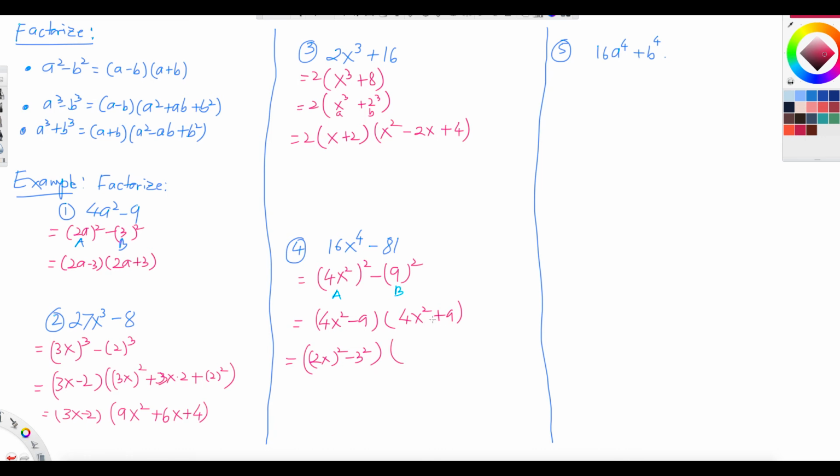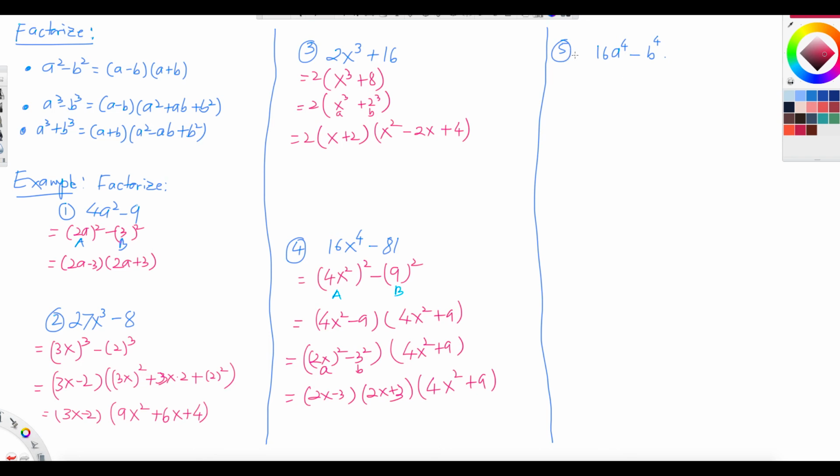And for this one, we didn't have a plus formula for the squares. We have just a squared minus b squared. We didn't have the plus in the middle. That's why we keep that 4x squared plus 9. Okay, so what do you get here? You can think of this as a squared minus b squared. So a minus b is 2x minus 3, and a plus b is 2x plus 3, right? And then the last one is as it is, 4x squared plus 9, which is the final answer. So we got the 3 factors for 16x to the 4 minus 81.